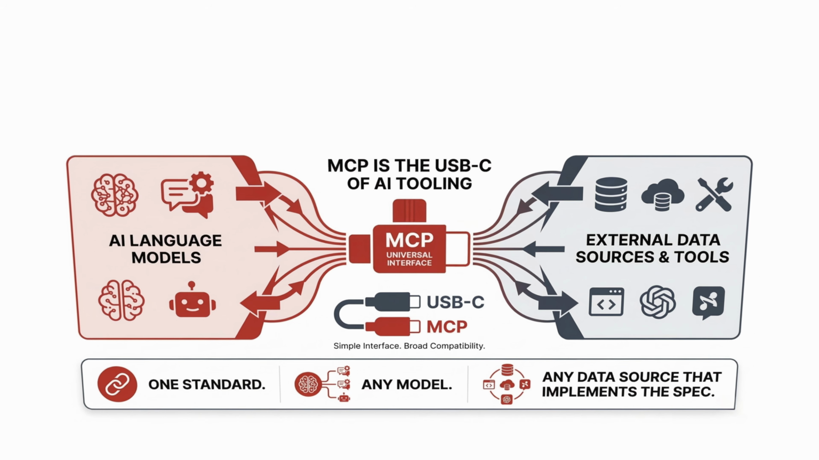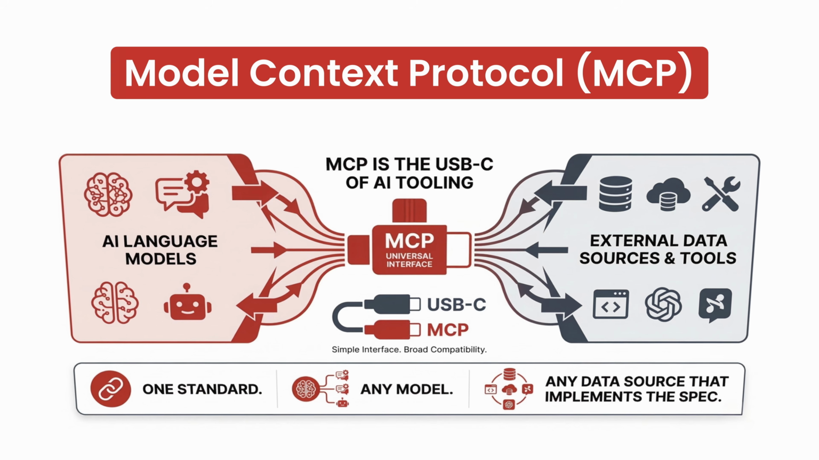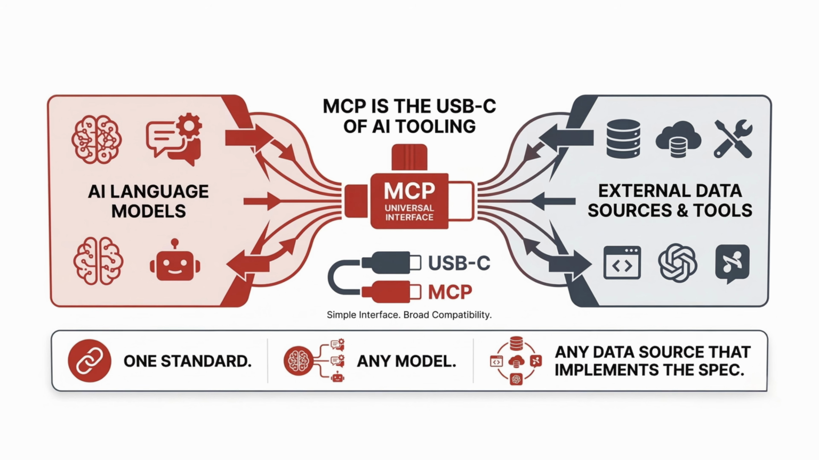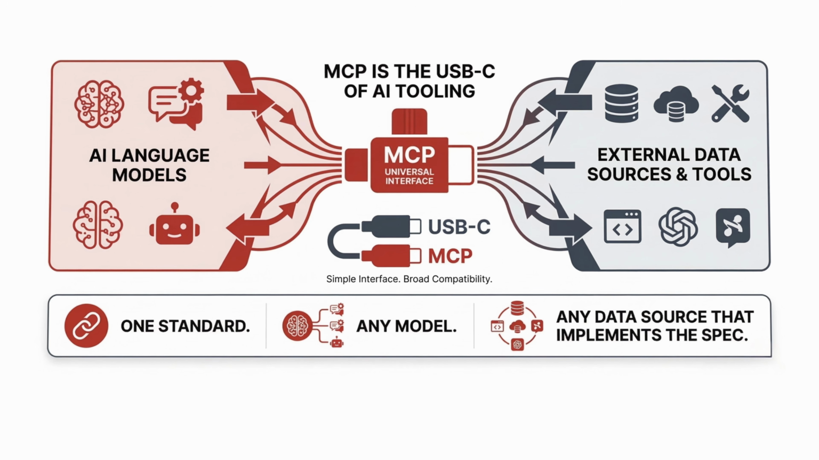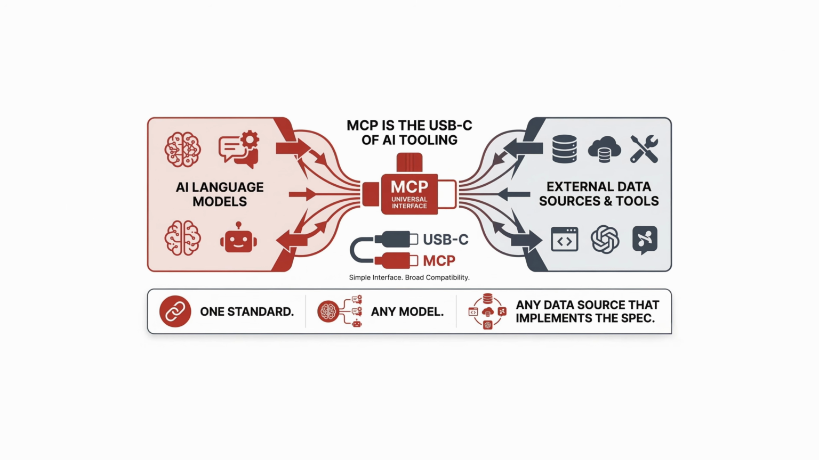Before we touch on a single threat intel tool, we need to understand the underlying architecture. The Model Context Protocol, or MCP, is an open standard developed by Anthropic. Its job is simple. It creates a universal interface between AI language models and the external data sources or tools they need to work with.